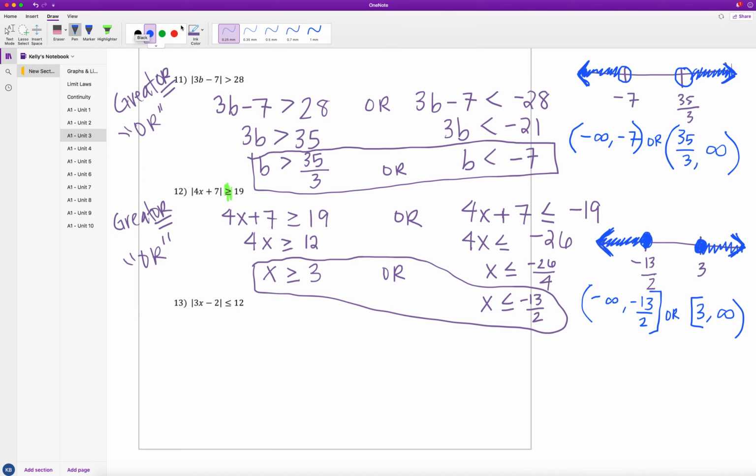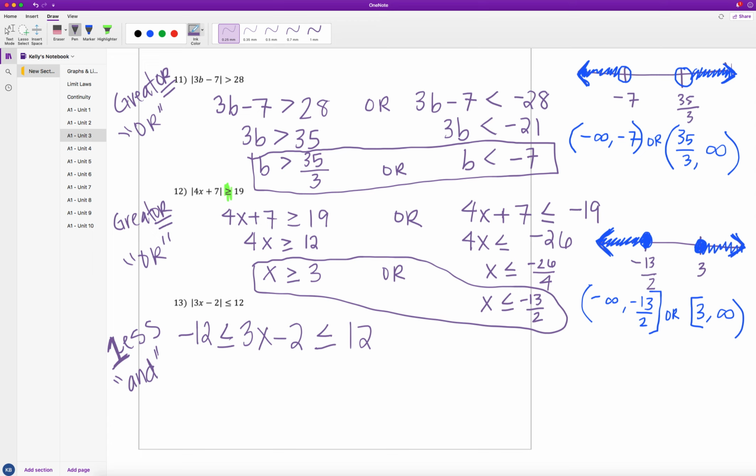Why don't you guys pause the video and do 13 on your own first, then we'll check it together. Okay, example 13 says the absolute value of 3x minus 2 is less than or equal to 12. So I have that less than, so remember that's our 1, because our L kind of looks like a 1. So I have an and statement here. So I'm going to need to sandwich my 3x minus 2 in between 12 and negative 12. And again, because there was that equals to bar, that's why they both have an equals to bar.